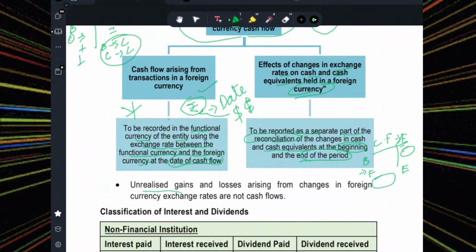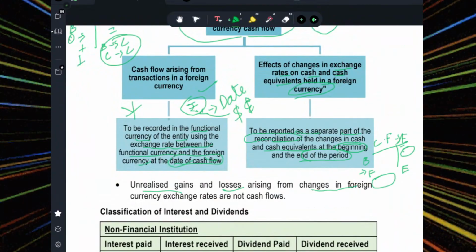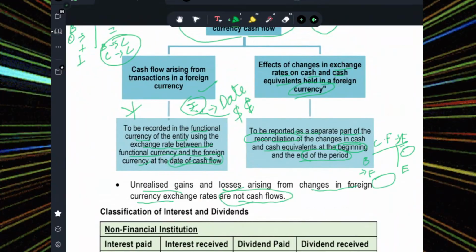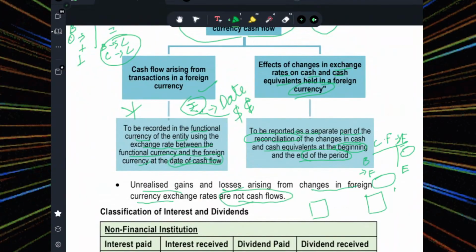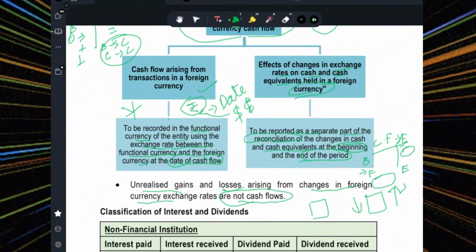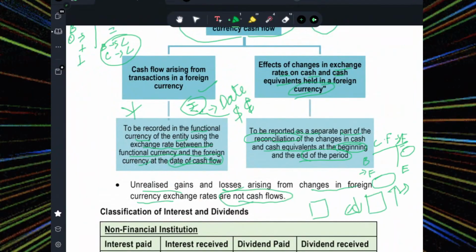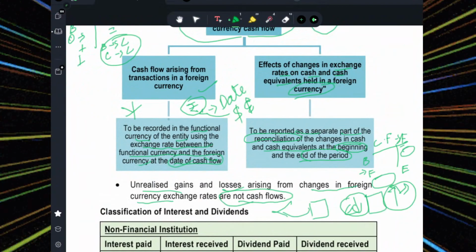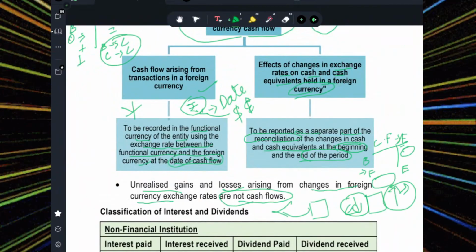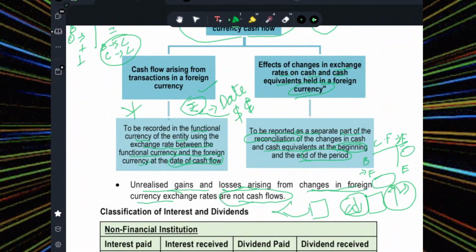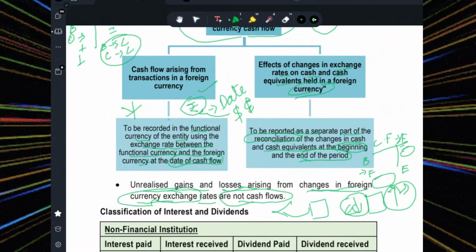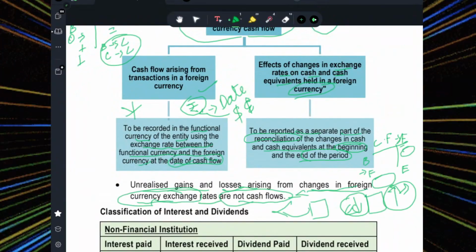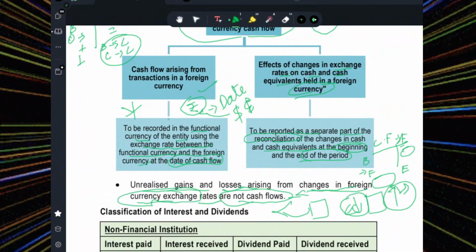Unrealized gains and unrealized losses arising from changes in foreign currency exchange rates are not cash flows. I have bought something and right now the value has increased or decreased. If it increases it is a gain, if it decreases it is a loss. This gain and loss does not form part of the cash flow. Any gain or loss arising from exchange fluctuation of foreign exchange is not a cash flow.